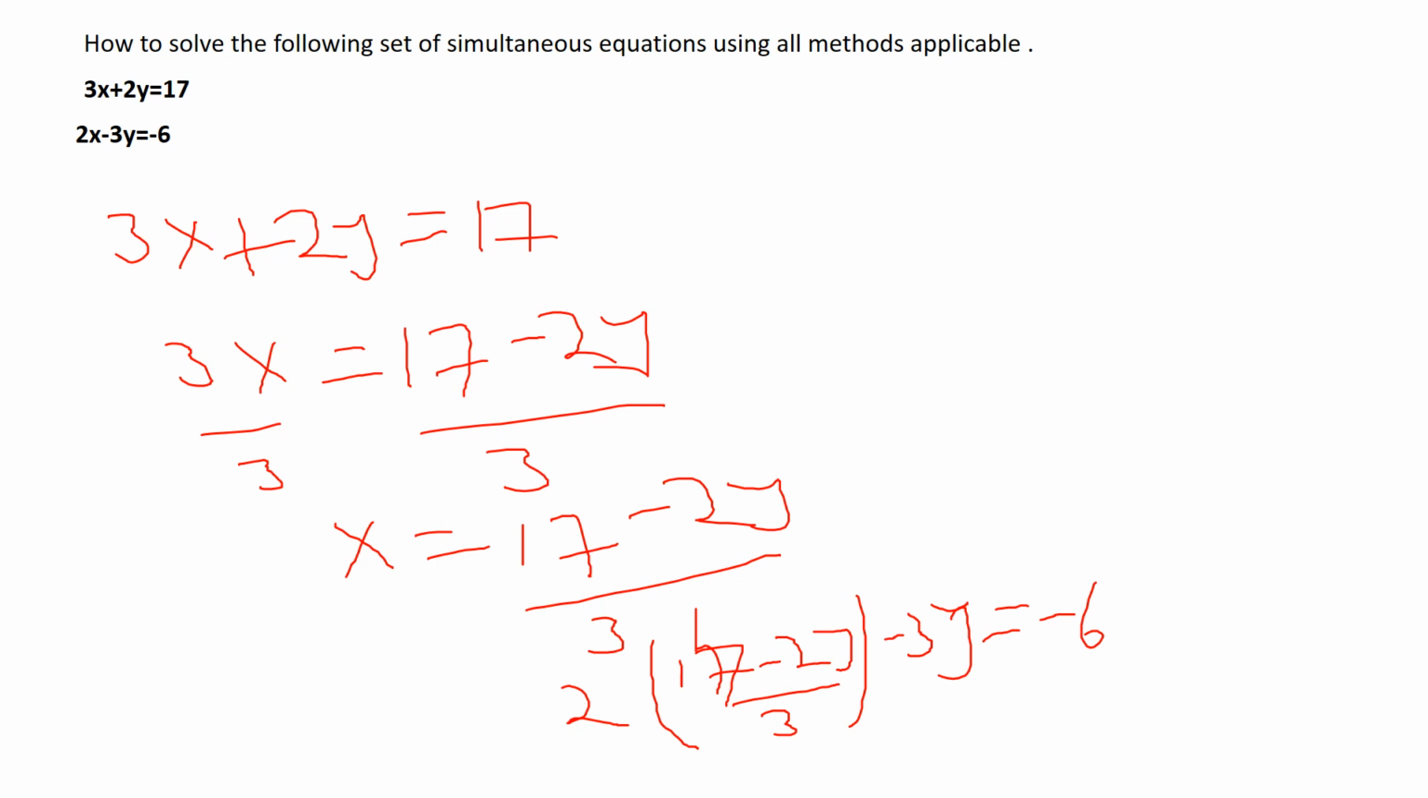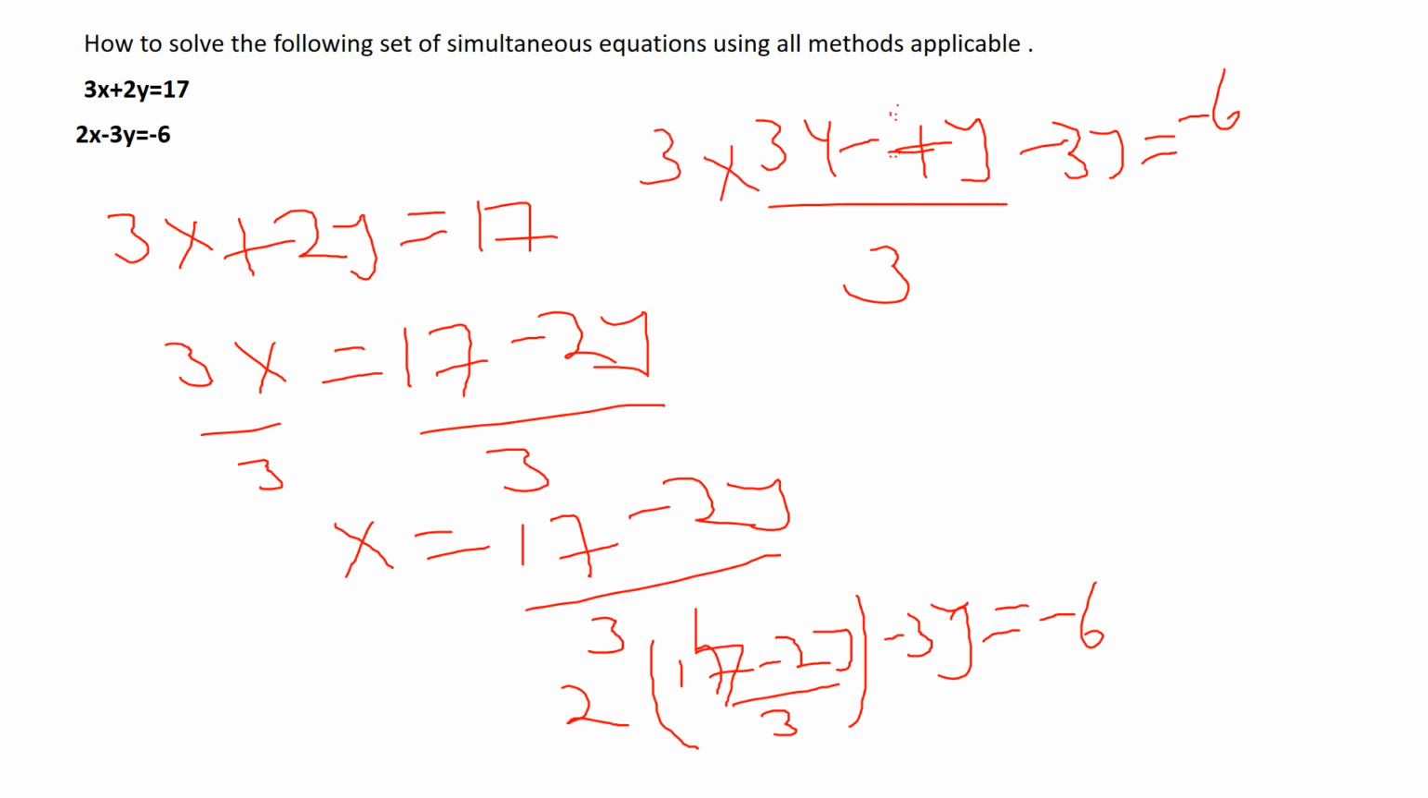In this case, I can remove the bracket so that I have 34 minus 4y, divided by 3, minus 3y, equals minus 6. Then remember the LCM is 3, so I can multiply throughout by 3.